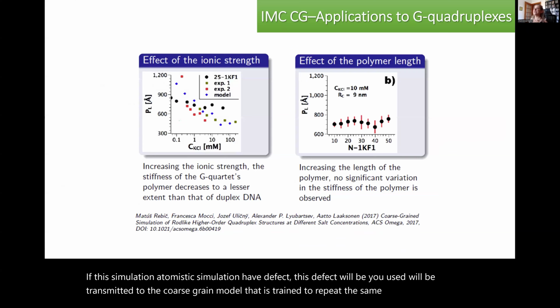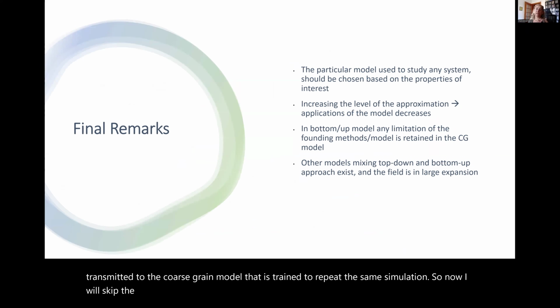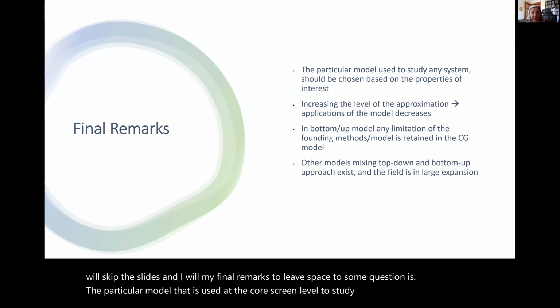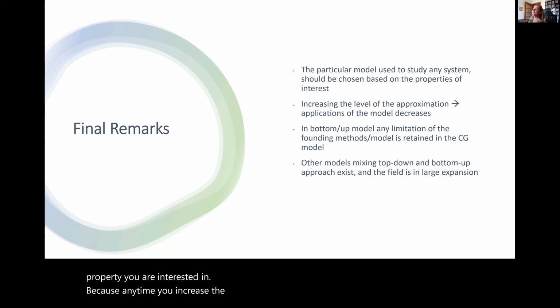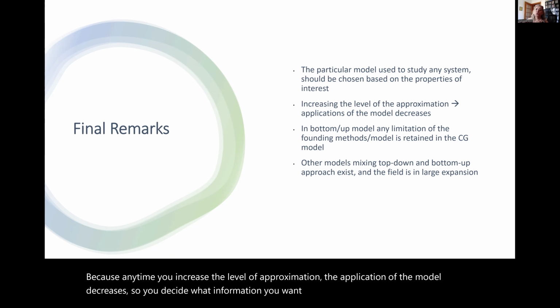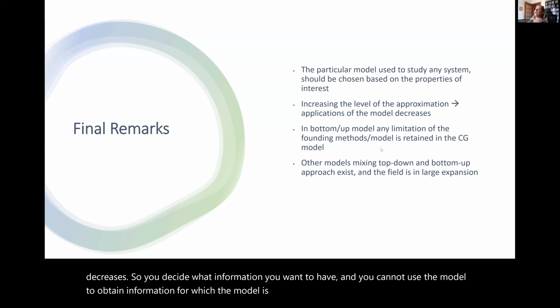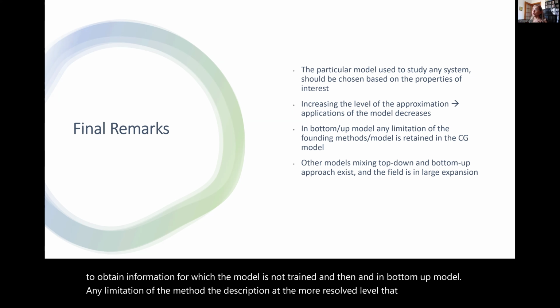So now I will skip the slides, and give my final remarks to leave space for some questions. The particular model that is used at the coarse-grain level to study any system depends on the property you are interested in. Because any time you increase the level of approximation, the applicability of the model decreases. So you decide what information you want to have, and you cannot use the model to obtain information for which the model is not trained. And in bottom-up models, any limitation of the description at the more resolved level is retained in the coarse model.